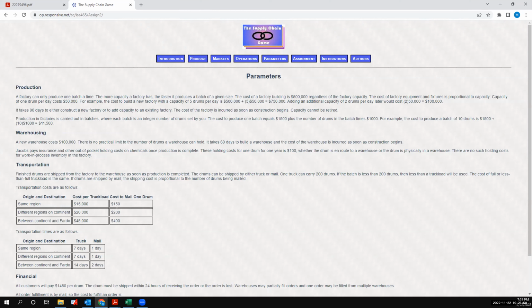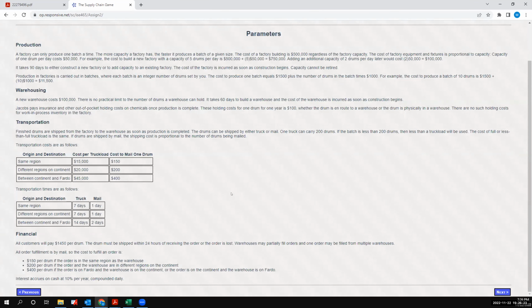Pretty steep, pretty expensive compared to the others. So whatever you ship from Fardo to the mainland, or from the mainland to Fardo, that's the price. And actually, if you look further down, the lead times are pretty long too. The truck takes 14 days, and mail takes 2 days between the continent and Fardo. Otherwise, they're similar, 7 days and 1 day respectively, within the region or across regions, as long as they are on the continent.